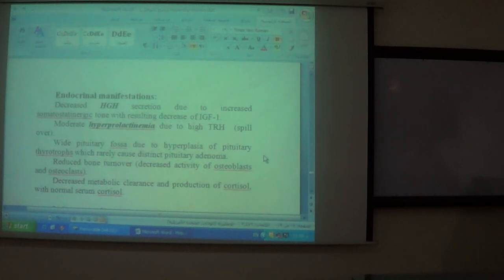As you know, bone tissue is a living tissue. It is not a dead tissue. So there is always osteoblast activity with new bone formation, osteoclast activity and death of bone tissue. There is a rate. In hypothyroidism, the rate is decreased for both osteoblast and osteoclast. So we have reduced bone turnover. There are markers to measure the turnover rates for bone formation or for catabolism of bone. Decreased metabolic clearance and production of cortisol with normal cortisol level.